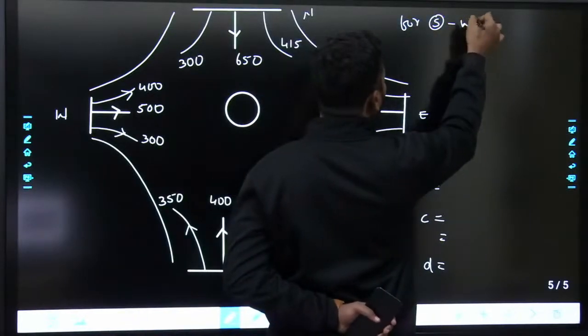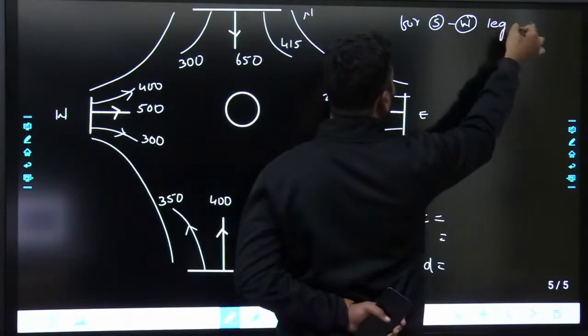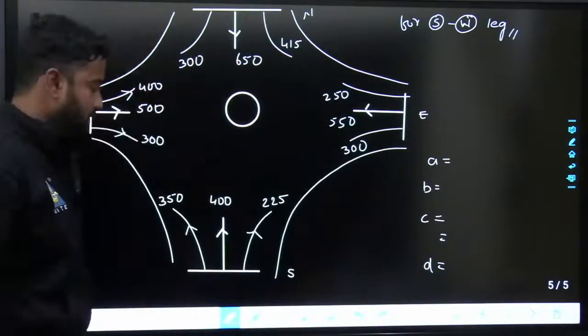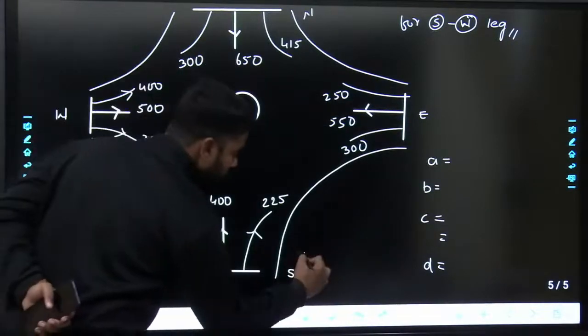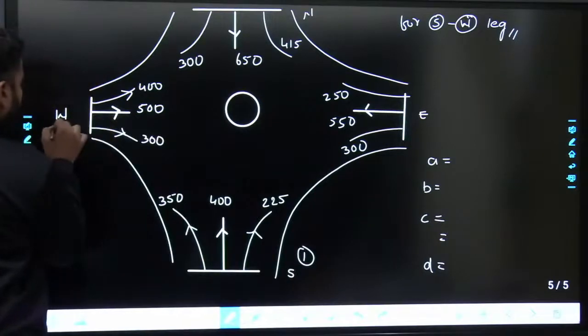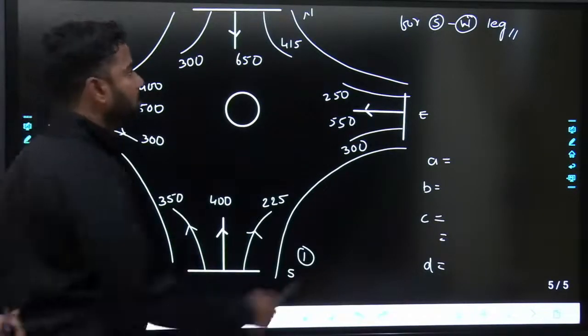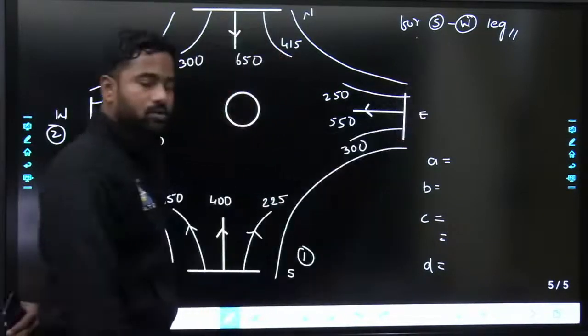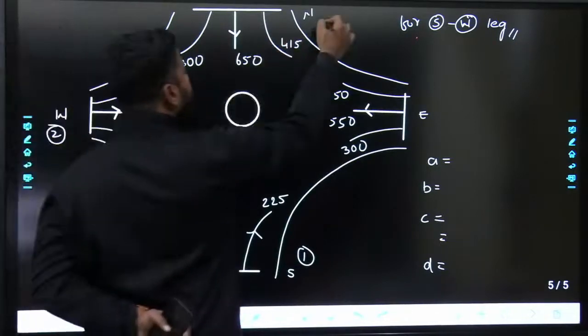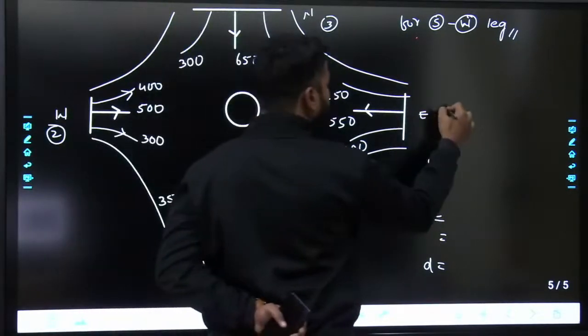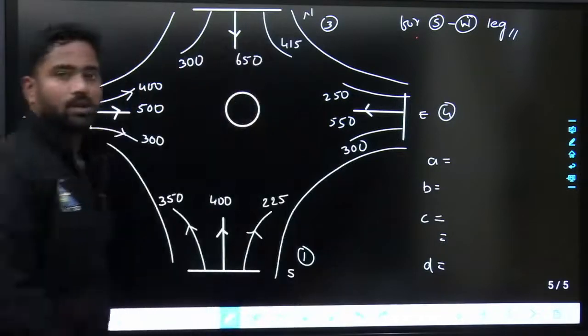For the south west leg, this is 1, this is 2. For whatever leg they are asking, this would be 1, this would be 2, right? So this is 1, this is 2, then this is 3, this will be 4.